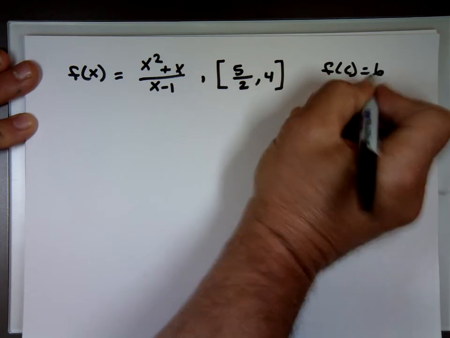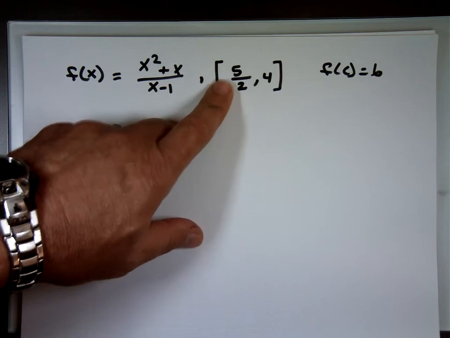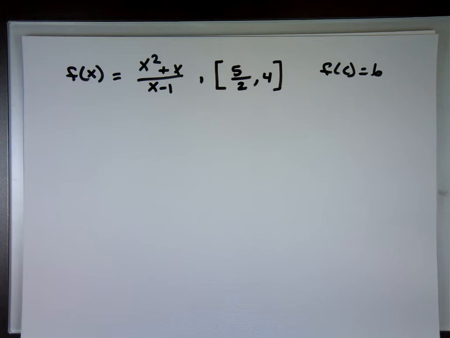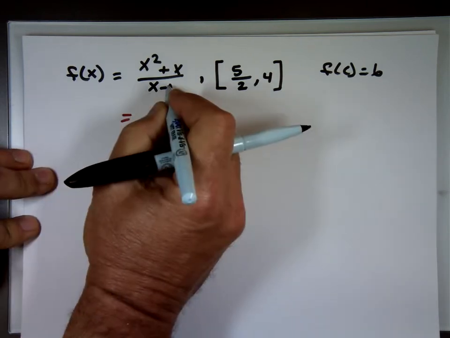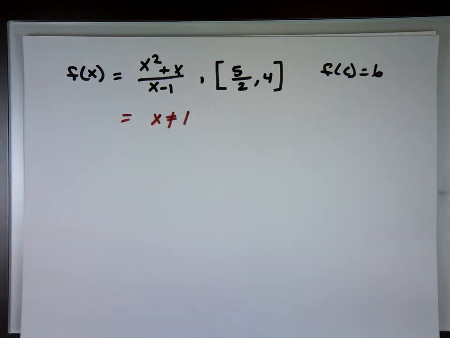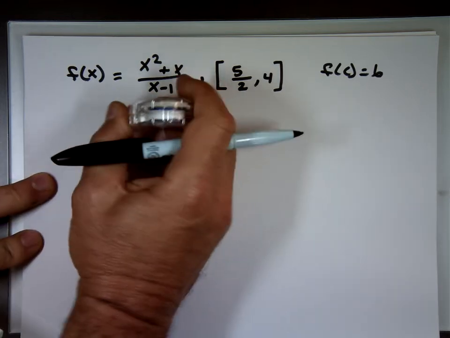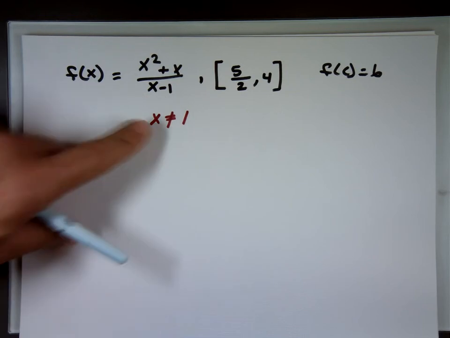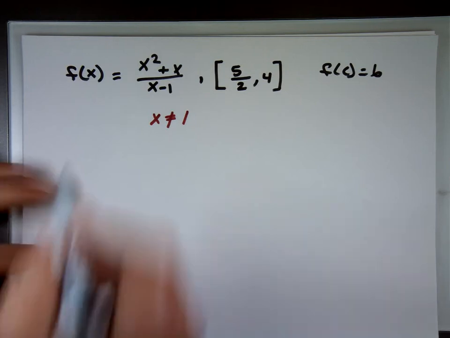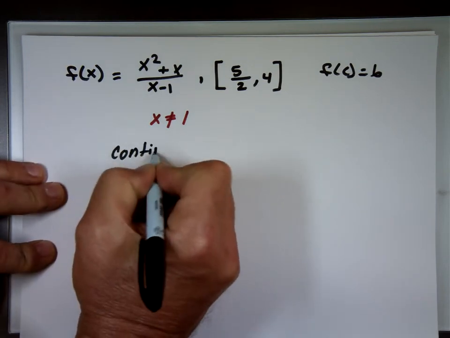That means we need to find a number between 2.5 and 4 where the value of the function will equal 6. The reason they gave you 5 over 2 to 4 is because this function is undefined where? At 1. x cannot be 1. So if they said from 0 to 4, you couldn't do it. Remember, your function has to be continuous. So there is a hole in this function at x equals 1. Outside that it should be continuous. So it is continuous.